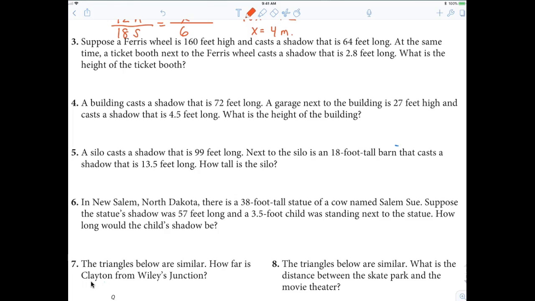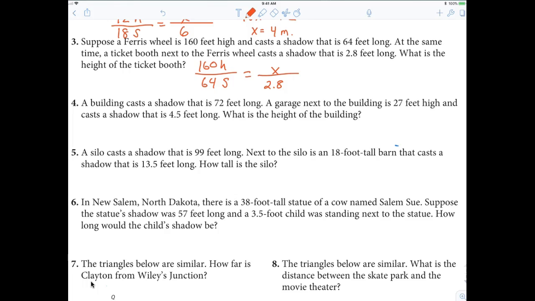So for question number 3, who's going to give it a shot? I got it. Go. Okay. So I put 160 feet high on the top and then 64 on the bottom. And then on the other side I put 2.8 on the bottom and then X on the top. Very good. All right, now set that up. Anybody not set that up properly? All right, does anybody need me to explain that?